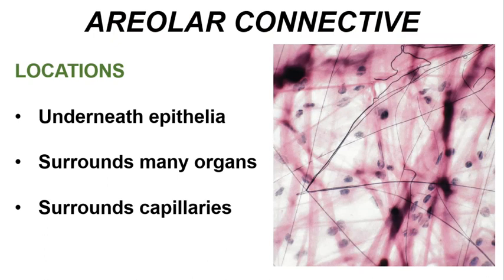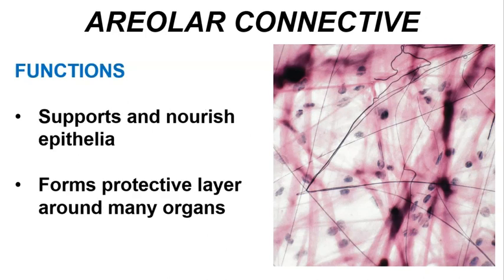So areolar connective tissue is the most widely distributed of the connective tissues in the body. It is found underneath most epithelial tissues. It surrounds many organs, as well as forms a delicate wrapping around capillaries. So areolar connective tissue functions to support and nourish epithelial tissues because it is found directly underneath most of the epithelial tissues of the body.